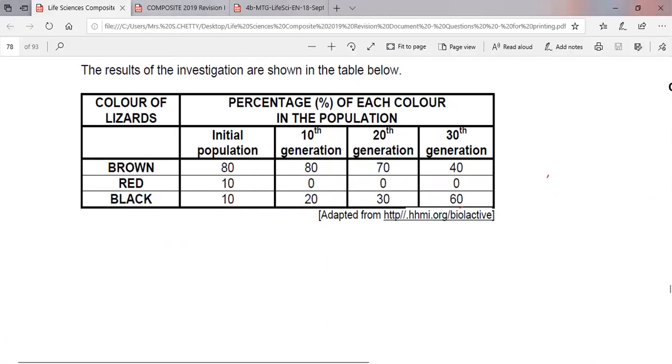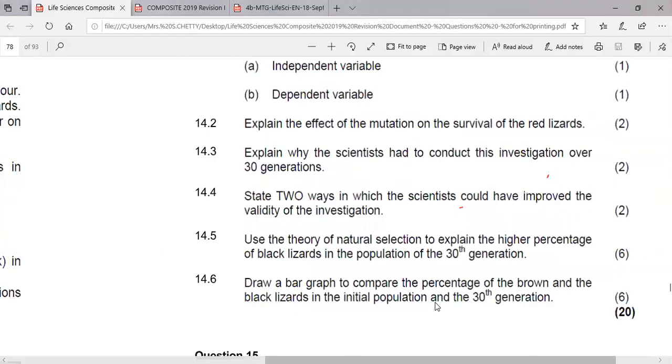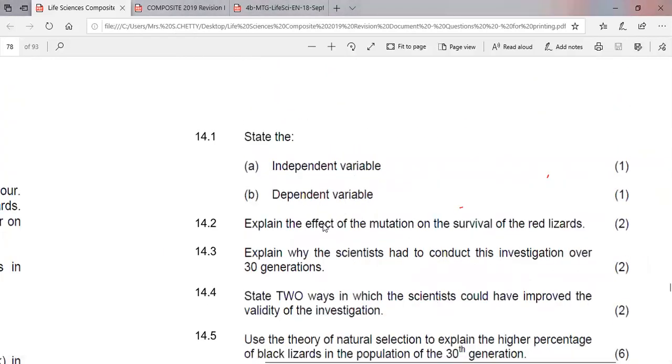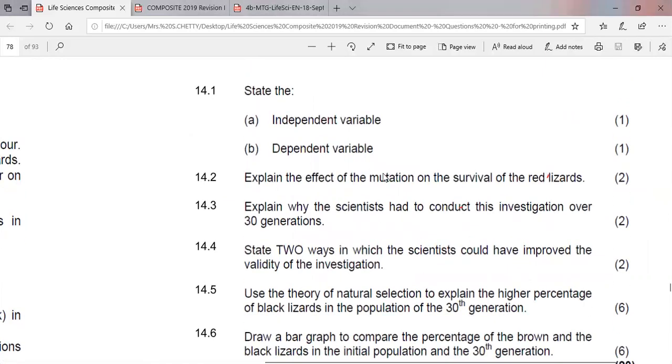So once again, let me look at those questions. All right, babies. So the first one, independent and dependent. Explain the effect of mutation. Explain. So you've got to state what the effect is and explain it. Of course, the effect of the mutation is that it didn't confer on it any advantage because it was not camouflaged. The effect would be that the number of red lizards did not survive. They went from 10 to 0. Explain, they were made noticeable, they did not camouflage. So there must be two parts to the answer.